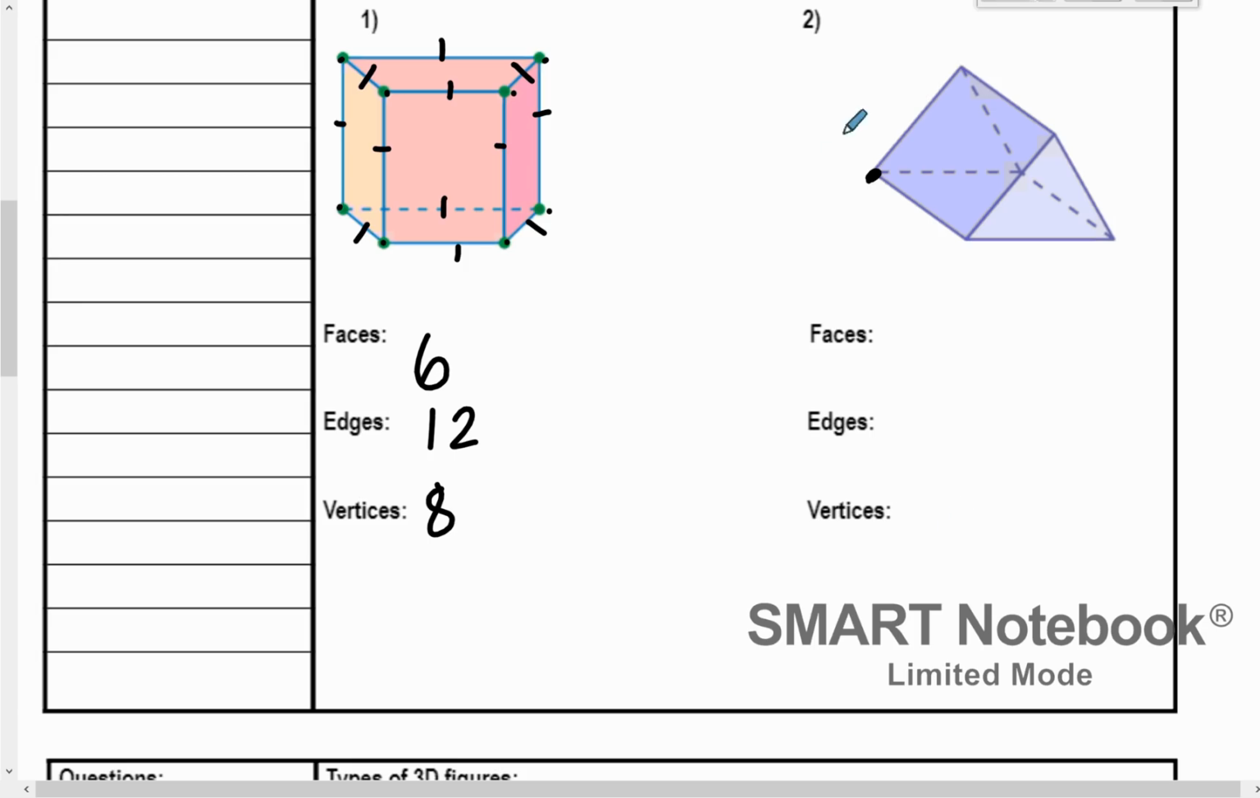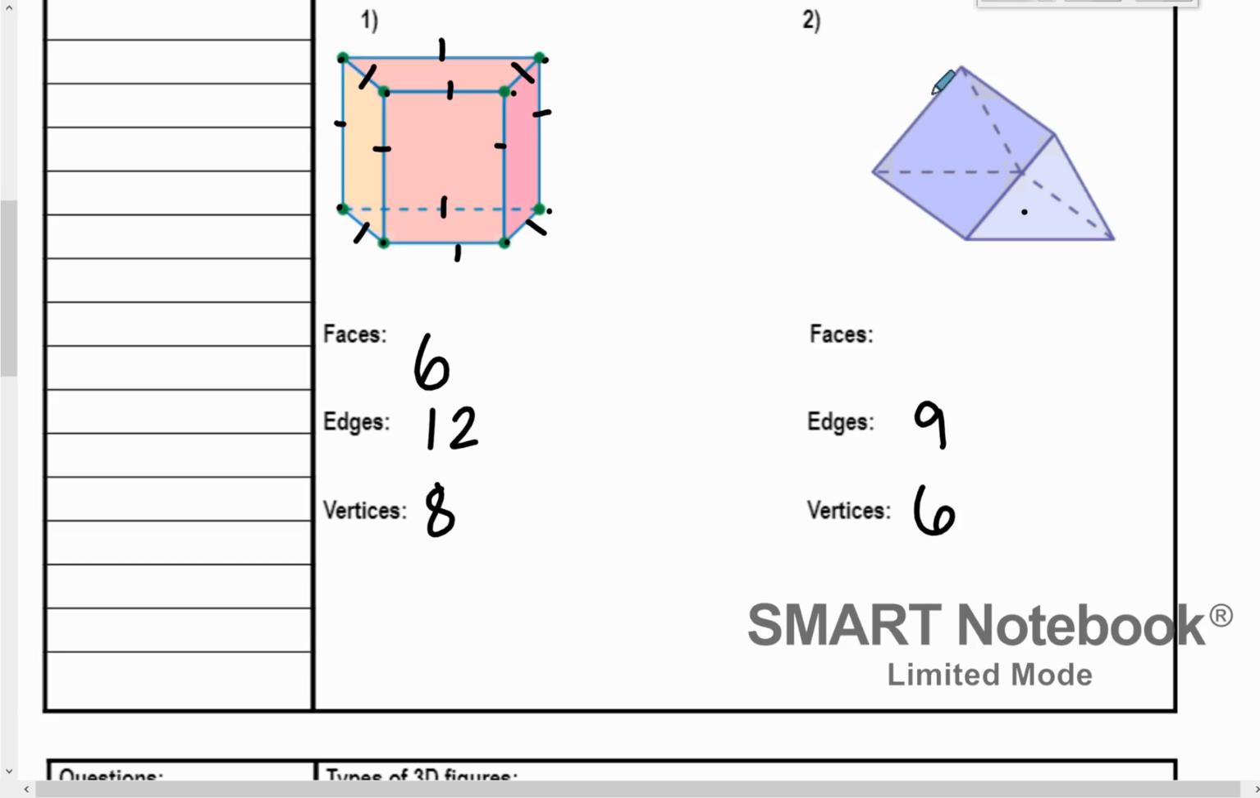All right, so let's do those vertices first since I already started. 1, 2, 3, 4, 5. Then don't forget about that back corner back there, that would be 6. Edges. 1, 2, 3, 4, 5, 6, 7, 8. Don't forget about that last one back there. 9.